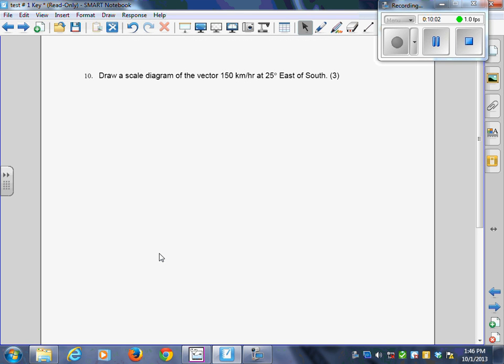All right, now, coming, a reference line. Very good question. We'll get to that. Draw a scale diagram of the vector 150 kilometers per hour at 25° east of south. East of south. So you should have a reference line that goes south, because you have to measure from it. How can you measure if you don't have anything to measure from? Measure from a reference line. 25° east of south. Which way is east? So this should be 25 degrees.